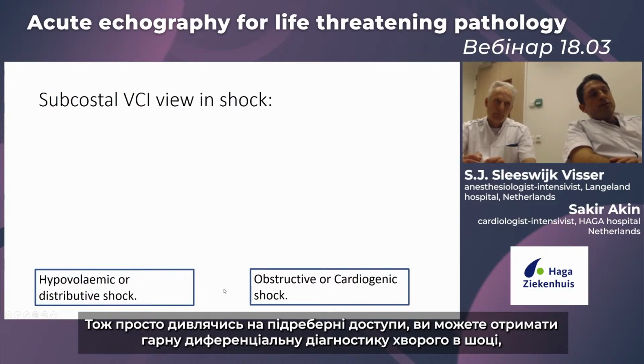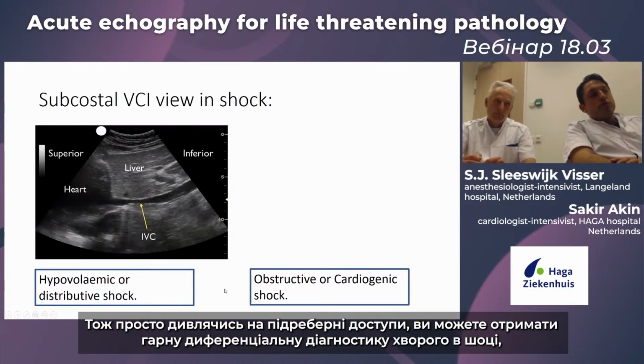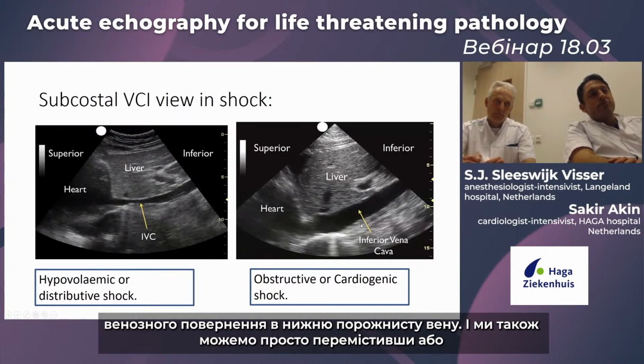So just looking at subcostal views, you can have a good differential diagnosis of a patient in shock, whether there is a hypovolemic or distributive shock, or whether there is an obstructive or cardiogenic shock by a dilated right side, looking at the venous return in the inferior vena cava.